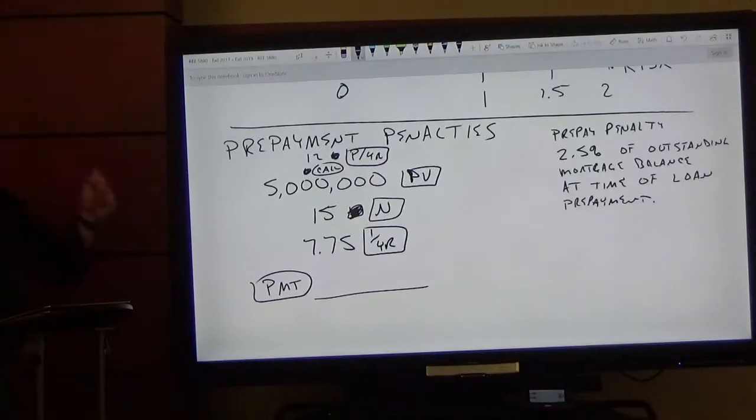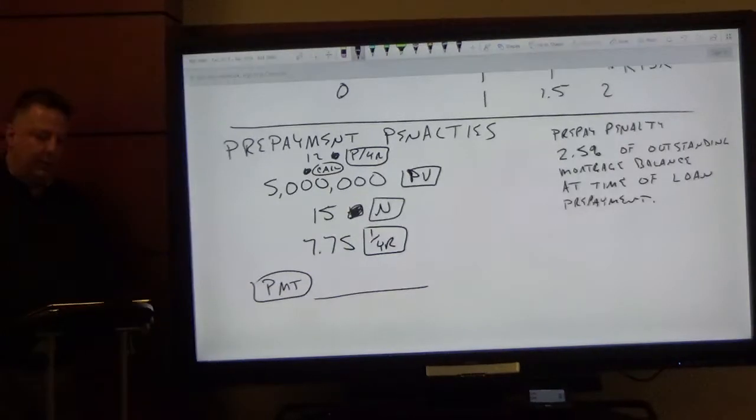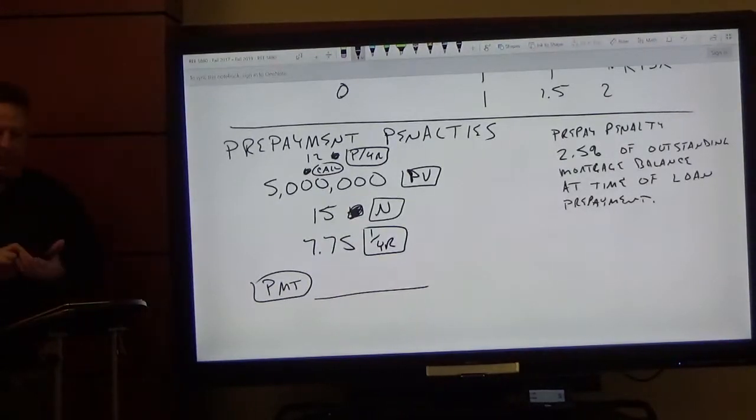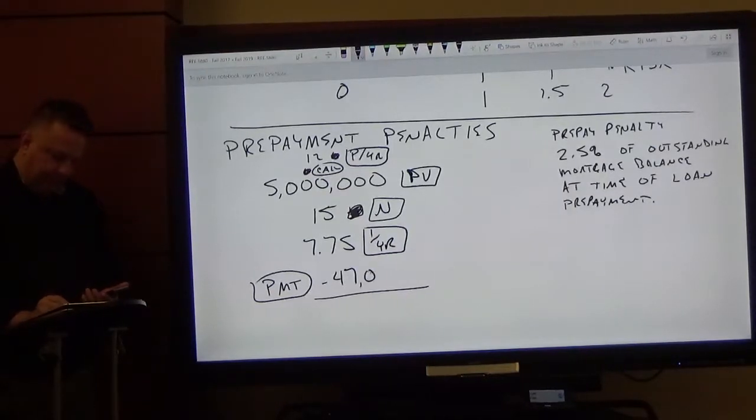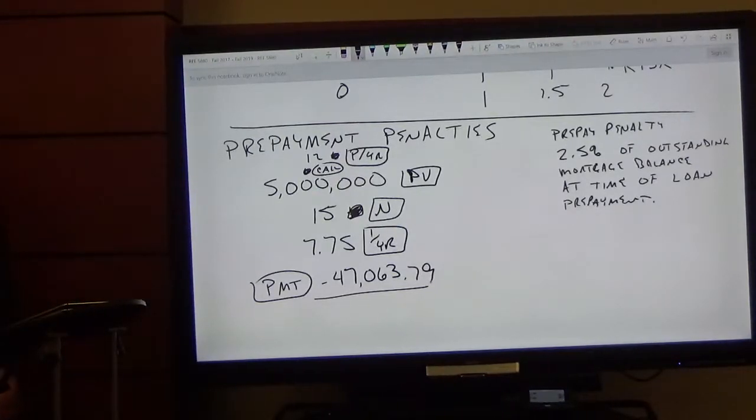Now, what do we have to do to basically get there? First thing we're going to do is go ahead and calculate the payment on this loan. So let's take care of that. Is the present value negative? It doesn't really have to be either way. The payment is $47,063.79 rounded. Everybody good with that?